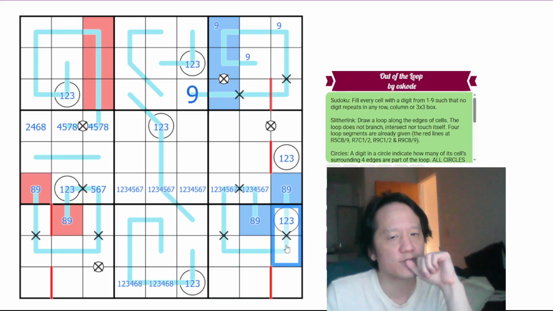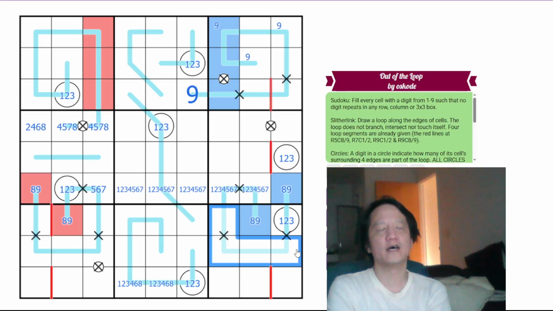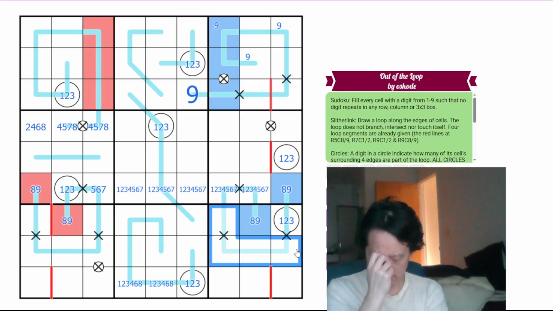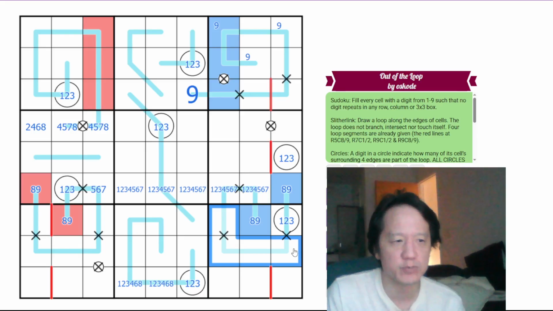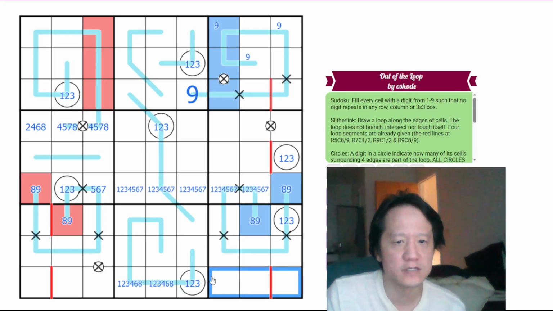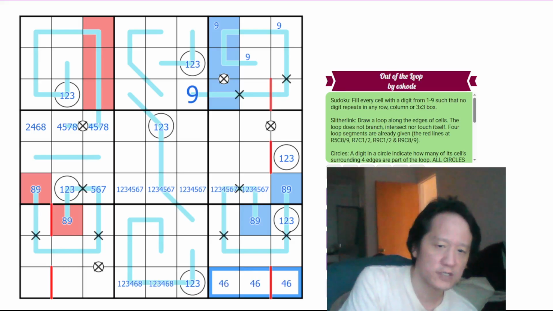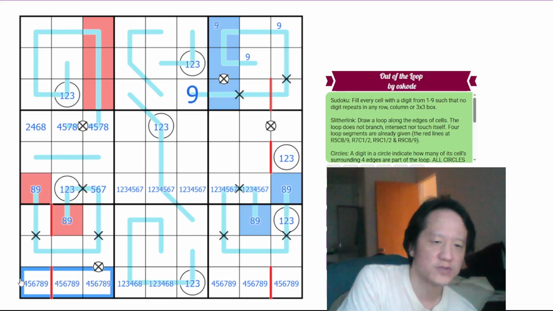9 would have to be here. 5 and 7 would have to be here. So to add up to 18, which is 9 doubled, you have 5 and 7 already, which is 12, and the other 3 digits must be 1, 2, and 3. That leaves this as 4, 6, 8. So this is 4, 6, 8, 5, 7, 9 as possibilities, and this is 4, 6, 8, 5, 7, 9.